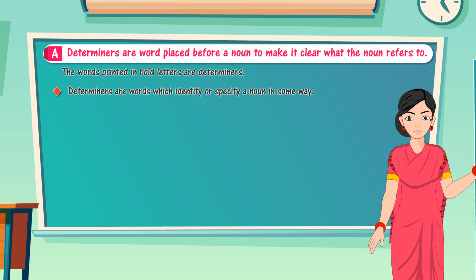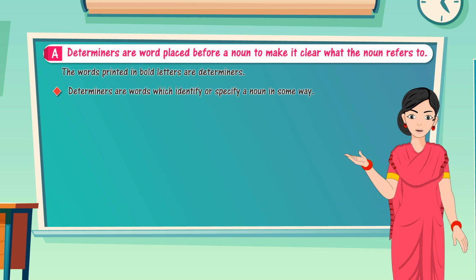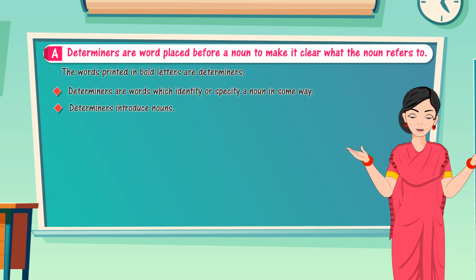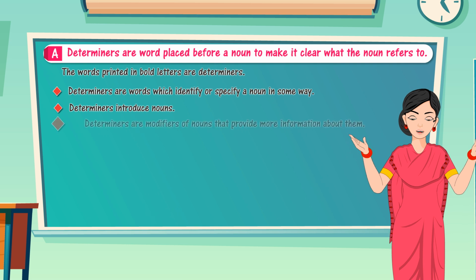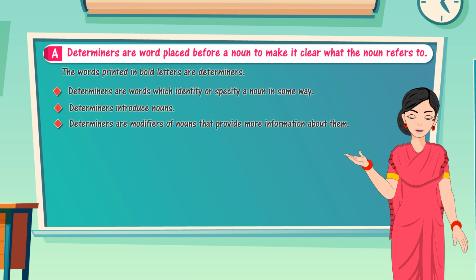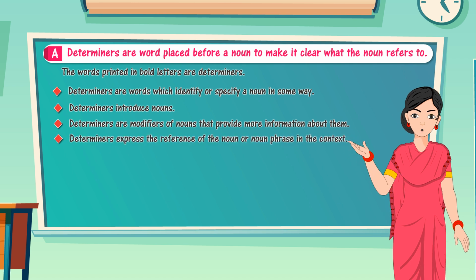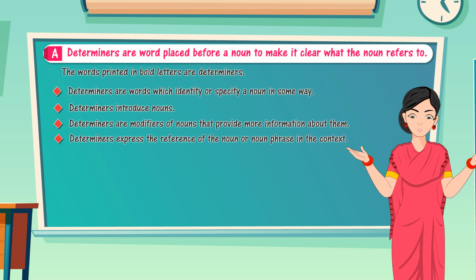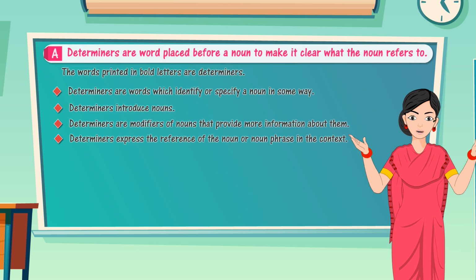Determiners are words which identify or specify a noun in some way. Determiners introduce nouns. Determiners are modifiers of nouns that provide more information about them. Determiners express the reference of the noun or noun phrase in the context.